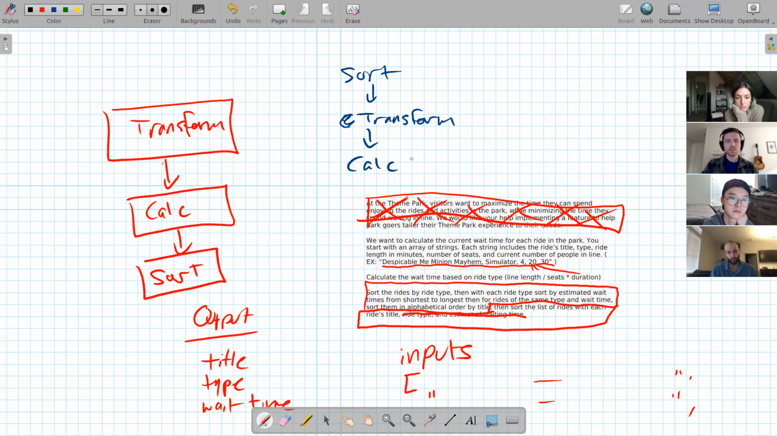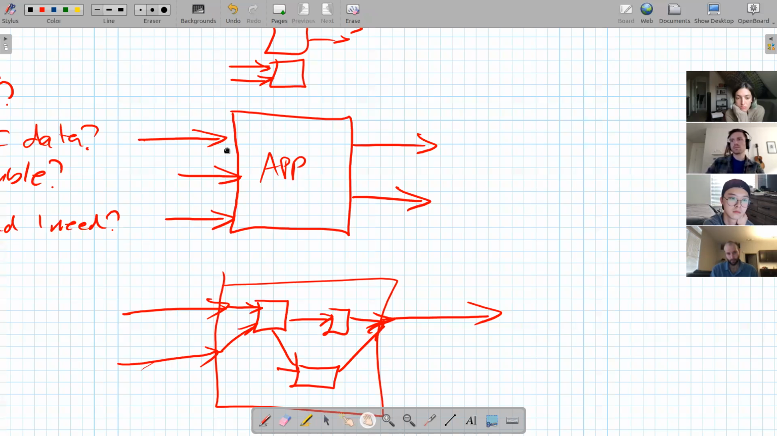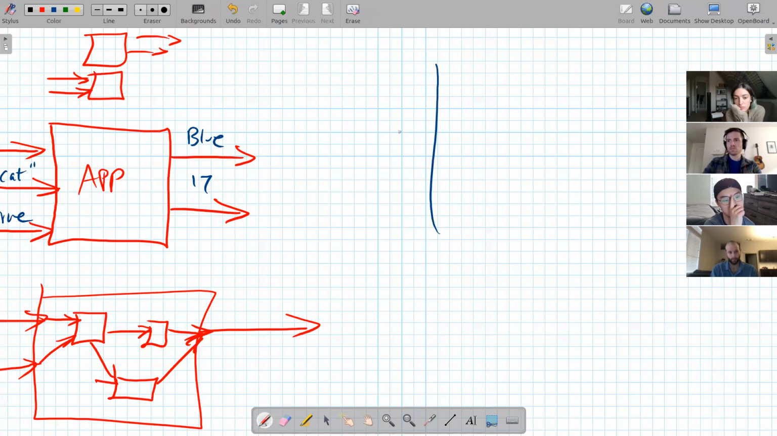So the next thing that we do as part of step 2, in programming in particular, is what we call an input-output table. This is us trying to understand the black box. We go, all right, if these inputs are 1, cat, and true, we should get back blue and 17. So how do we go from this to this? Ordinarily, you'd represent that as an input-output table. So if I get this array of strings, does it generate this output?